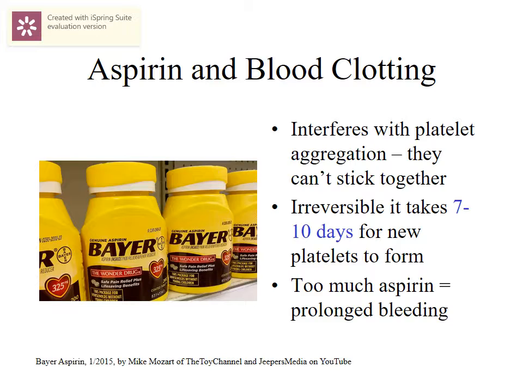This is an irreversible effect. It can take 7 to 10 days to completely replace platelets. And too much aspirin could result in prolonged bleeding. So the point here is it's very important to know the history of the patient when evaluating platelet function tests, since aspirin can be given intentionally to prevent platelet aggregation and may be taken by an individual for some other reason that may impact platelet aggregation.